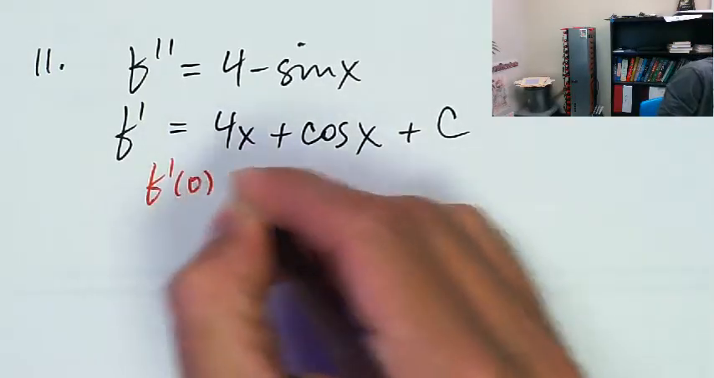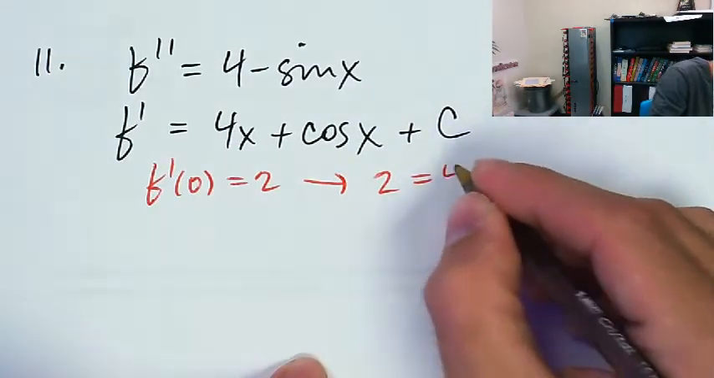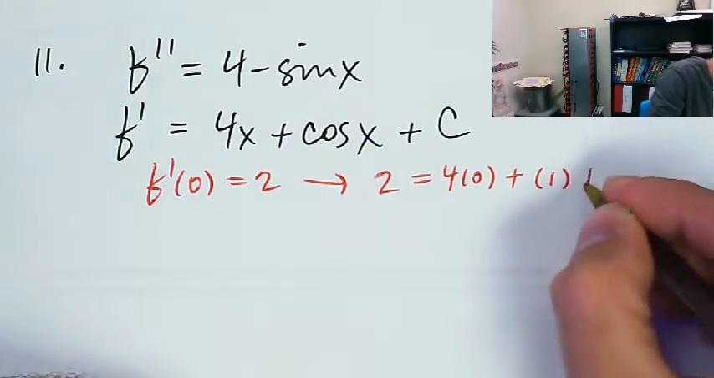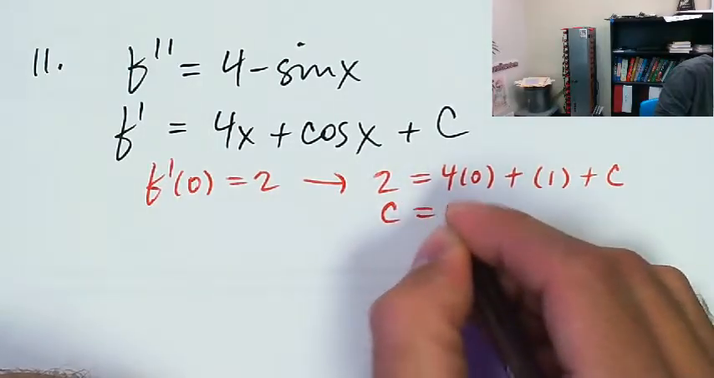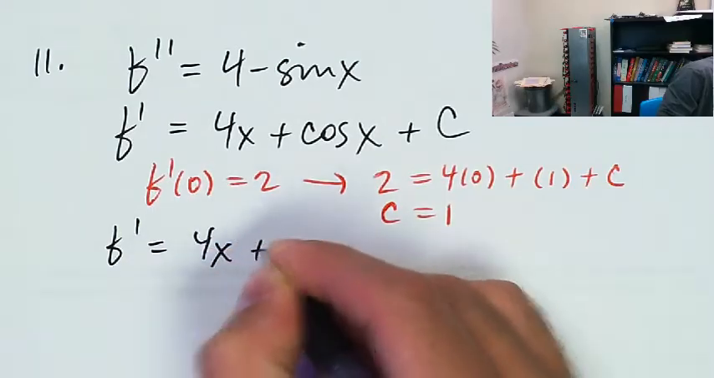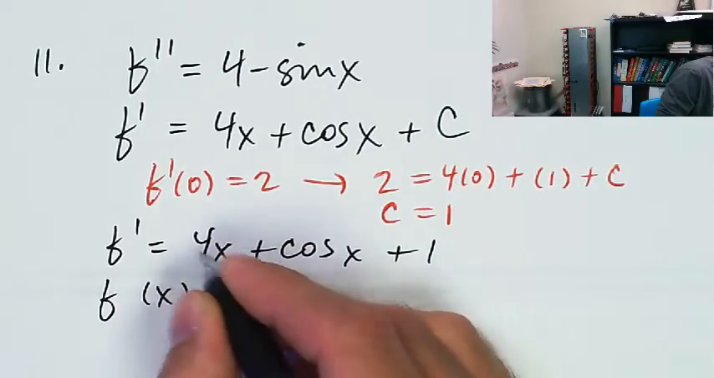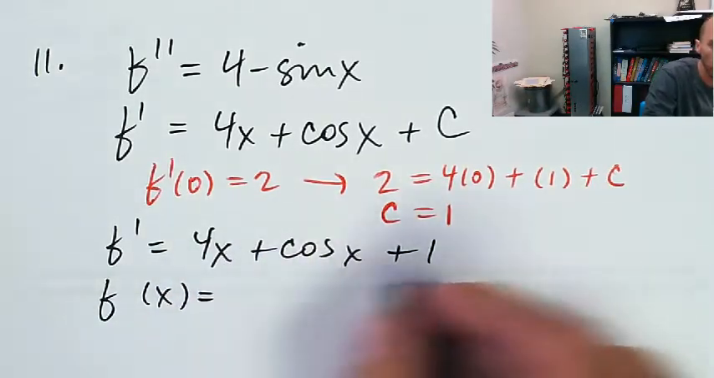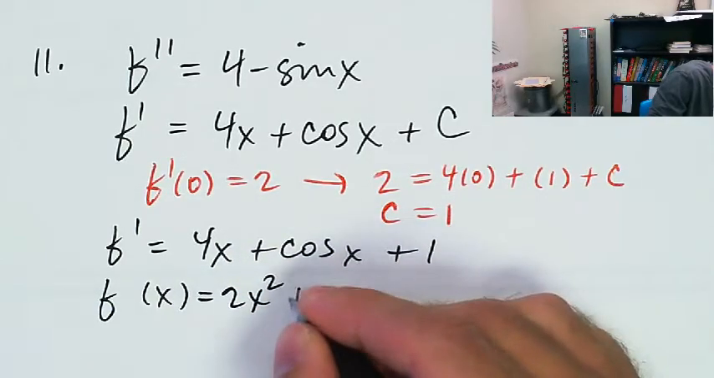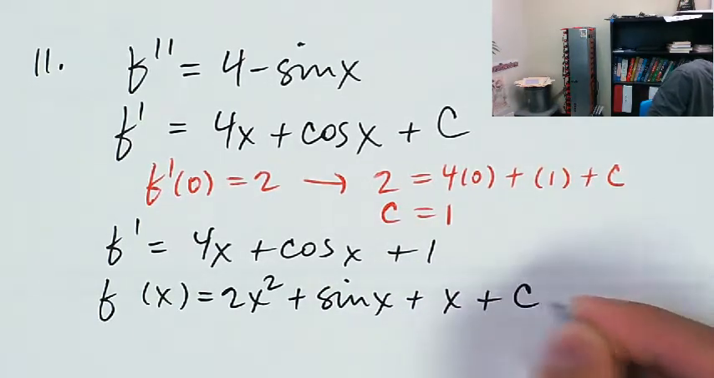So I'm going to say f prime of 0 equals 2. That gives me 2 equal to 4 times 0 plus cosine of 0 plus c. Okay, so that tells me that c needs to equal 1. So now I've got f prime equaling 4x plus cosine x plus 1, meaning f of x is going to be, antidifferentiate all of this, 4x to the 2 divided by 2 is 2x squared, plus sine of x plus 1x plus some other c.